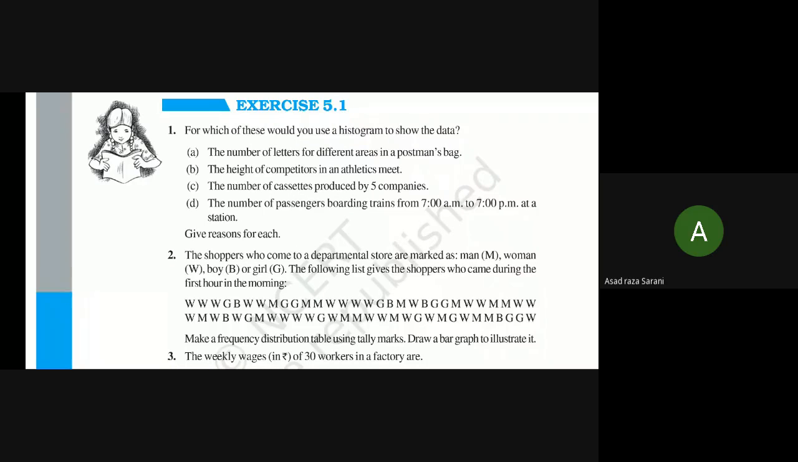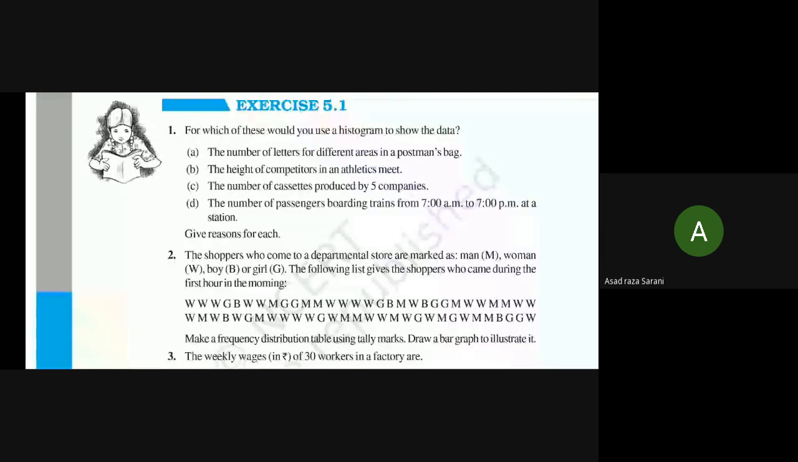Then third question, the number of cassettes produced by 5 companies. These 5 companies are separate and they separately produce the cassettes. So we cannot make them a group. Okay. So in this question also we cannot use a histogram.